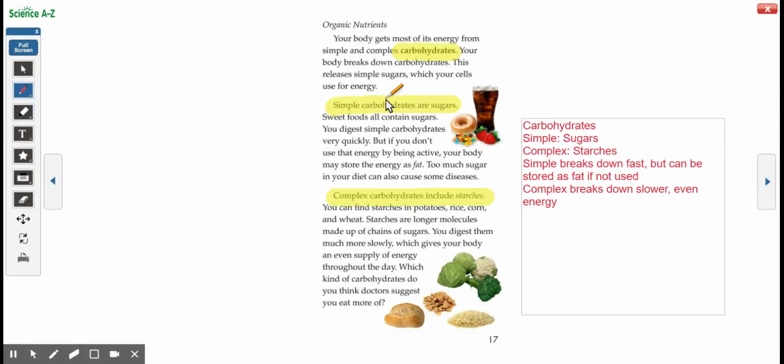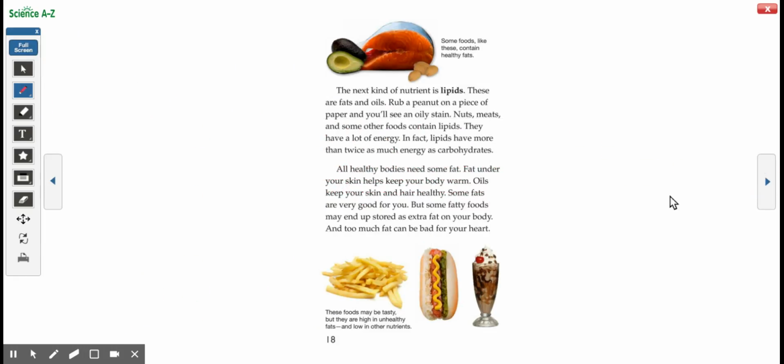So this is how simple carbs are. They give you a sugar high, then you crash. Whereas complex carbohydrates, when you eat them, give you a steady level of energy. And you should probably have more complex carbohydrates than simple carbohydrates, but don't eat too many carbohydrates.